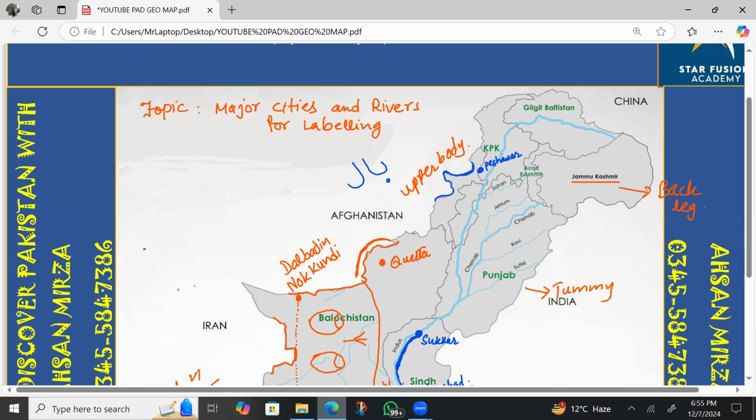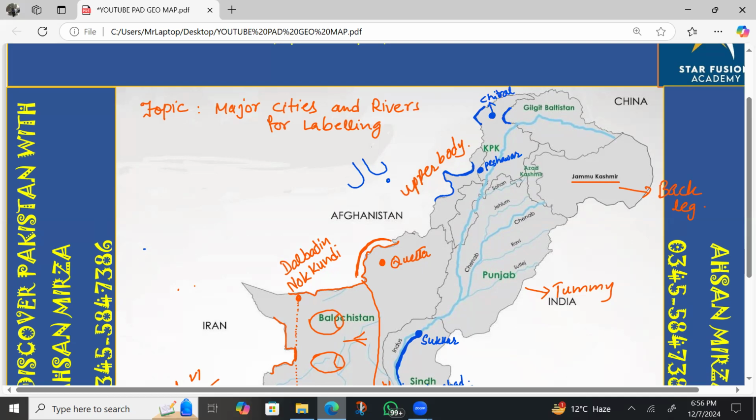So this is another important city. Apart from that, there is another major city of KPK. Look at the last curve, the tail curve of the cat, and the Gilgit-Baltistan curve is also here. In between these two curves of Gilgit-Baltistan, as well as the end of Pakistan on the north side, there is the city Chitral.